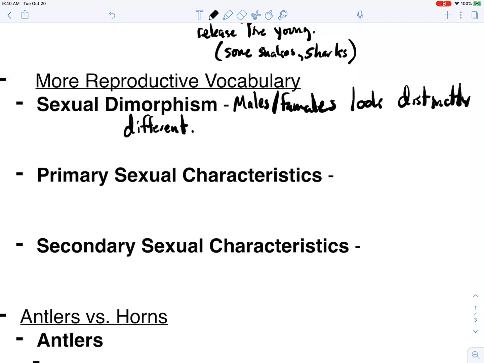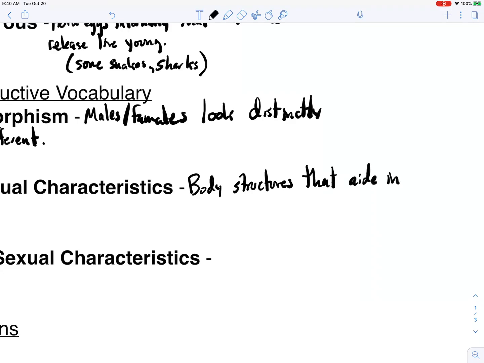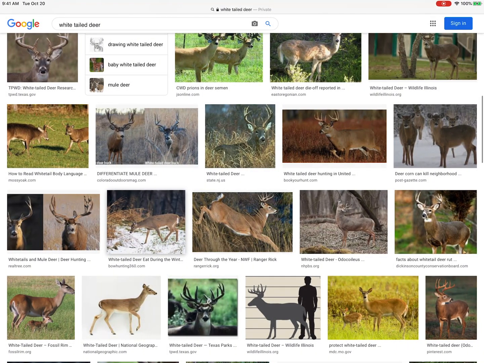Now, sexual dimorphism is based on a couple different characteristics. These characteristics can be primary sexual characteristics, or secondary sexual characteristics. And primaries are kind of rare. These are body structures that aid in mating. And these are kind of rare to find in nature. I'm going to share three with you right now. And we'll make a list here of three primary sexual characteristics that I think we should know.